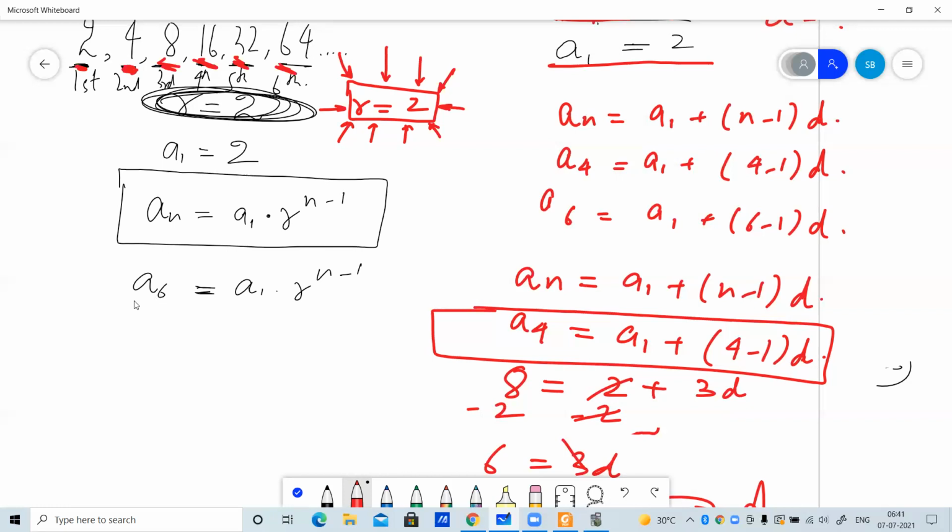Okay. So let us calculate the sixth term. A6 is equal to A1, that is the first term. How much is the first term?